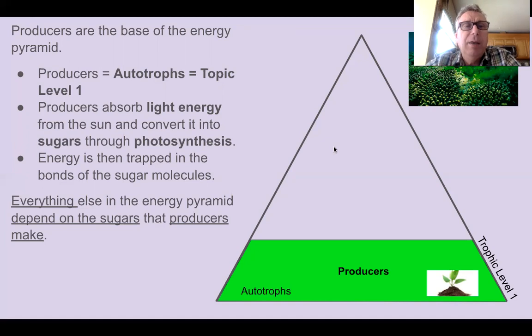And they are in, I don't know why it says topic level. Maybe I need to change that. It should say trophic level number 1. I'll go ahead and change that when we're done here. So the sugars that are produced by the producers are going to support all the organisms above it. And we're going to see how that works.